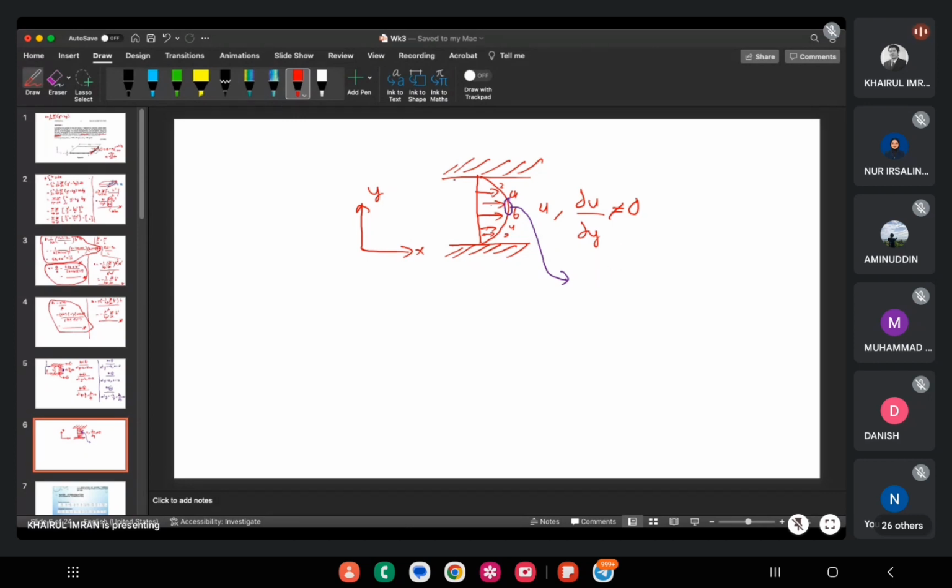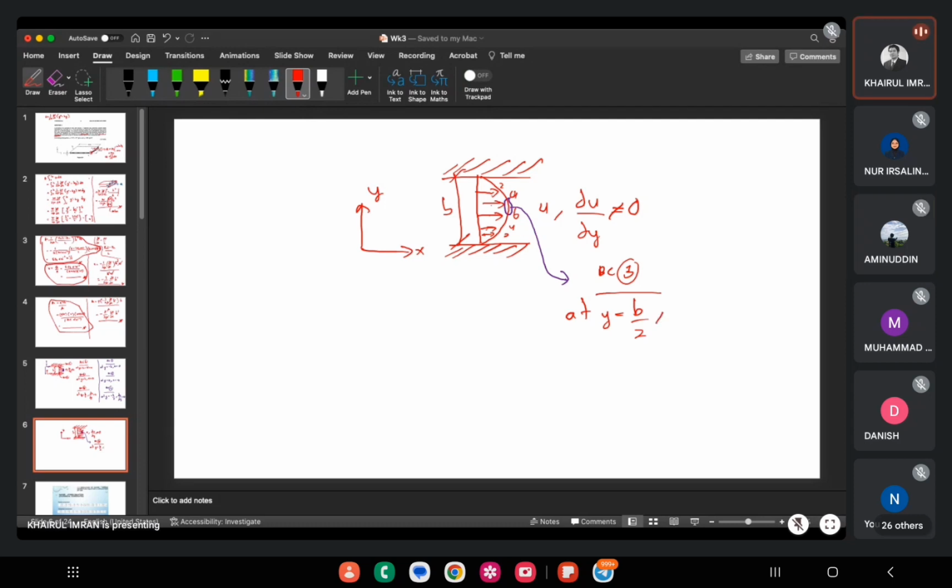Untuk kes yang ni, height dia B. BC 3. So at Y equals to B over 2, sebab dah tengah-tengah kan?